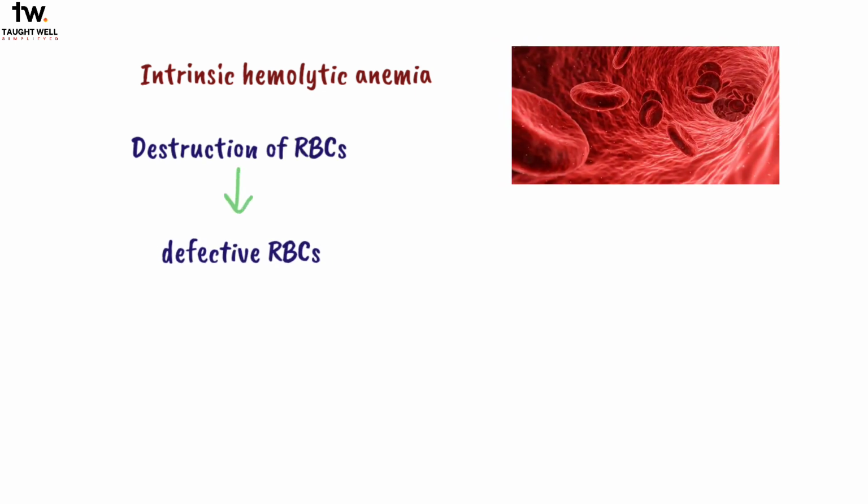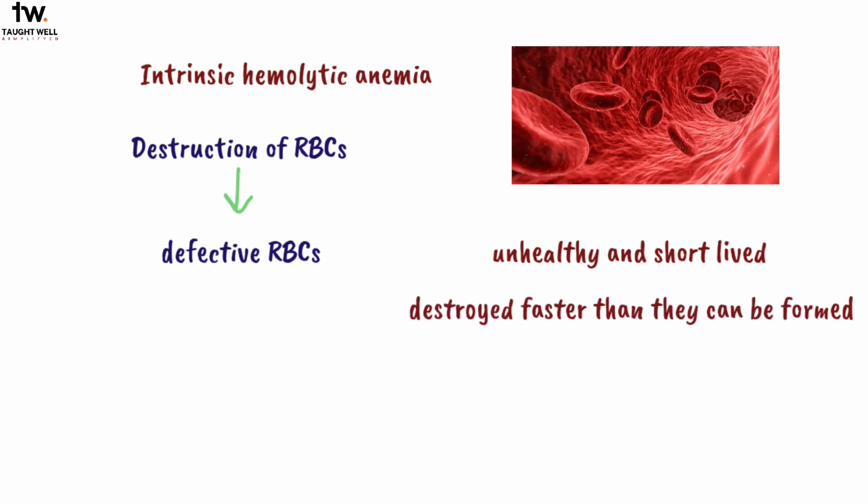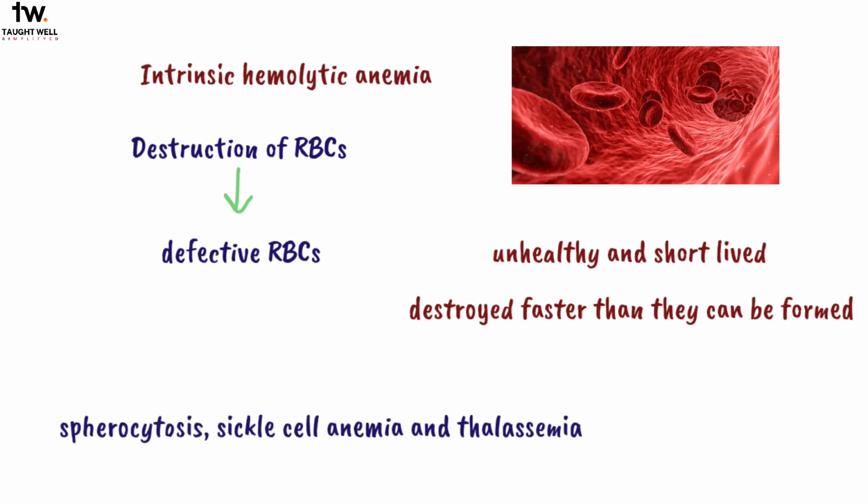Intrinsic hemolytic anemia is the type of anemia caused by destruction of RBCs because of the defective RBCs. So, the problem is in the blood cell itself. The RBCs that are produced are unhealthy and short-lived. They are destroyed faster than they can be formed. This type of anemia often results from inherited conditions like hereditary spherocytosis, sickle cell anemia, and thalassemia.